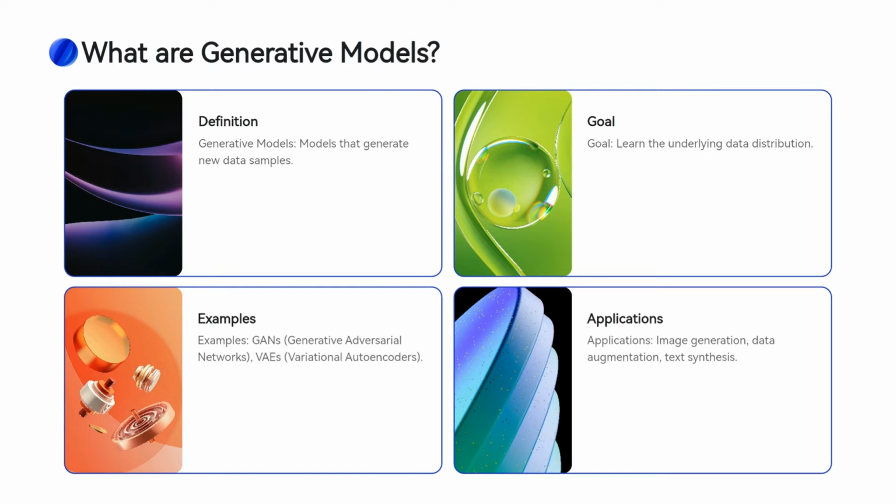These models try to learn the underlying distribution of data, enabling them to generate realistic data that matches the characteristics of the training set. Two widely known types of generative models are GANs, generative adversarial networks, and VAEs, variational autoencoders. The primary goal of generative models is to create new data that can resemble or mimic the original dataset, such as generating realistic images, music, or text. These models are particularly useful in areas like image generation, data augmentation, and text synthesis, where new data is needed for training or creative purposes.